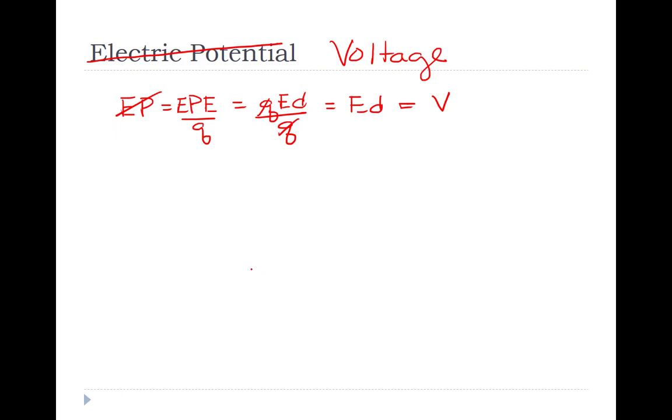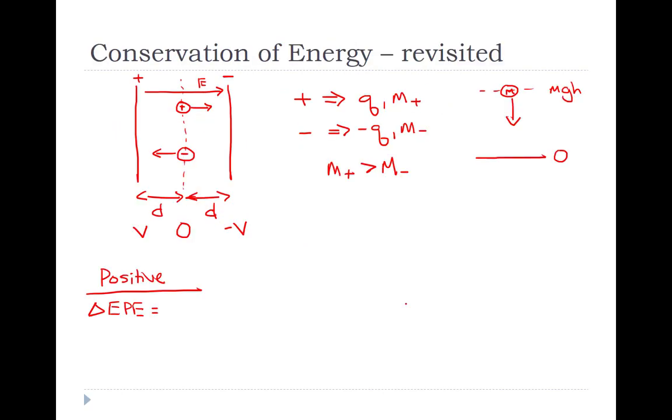V equals ED. So remember, electric potential energy was QED. So now I can write electric potential energy in terms of the voltage as QV. And that's what I want to do here. Okay, aside complete. Coming back here, change in electric potential energy will be the final electric potential energy minus the initial electric potential energy.